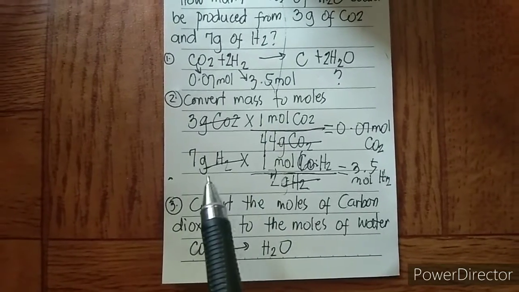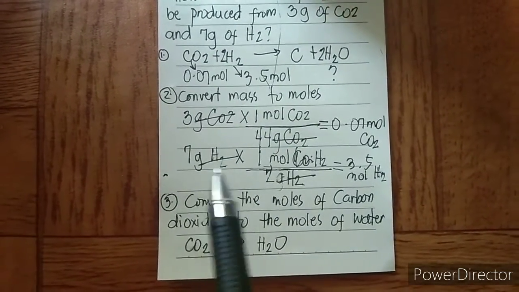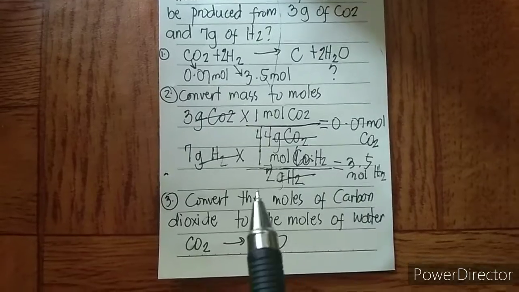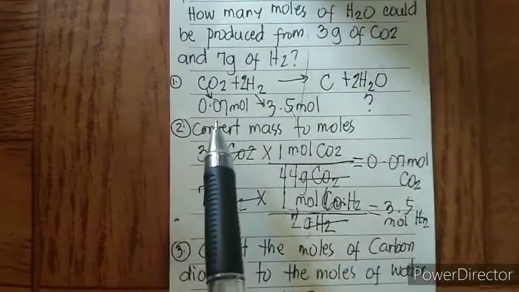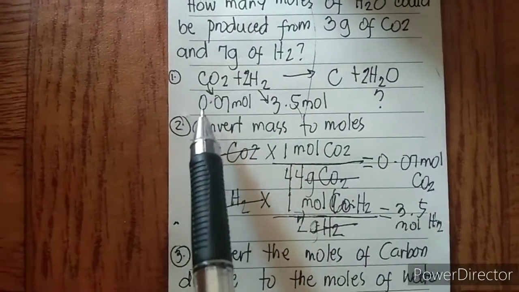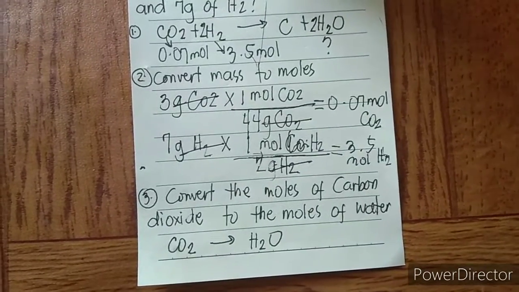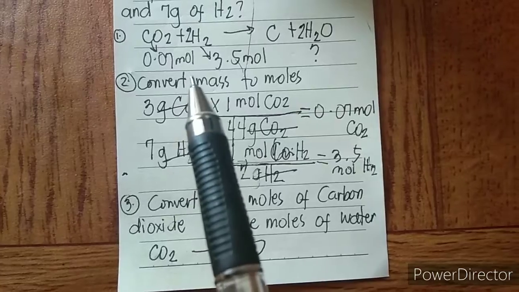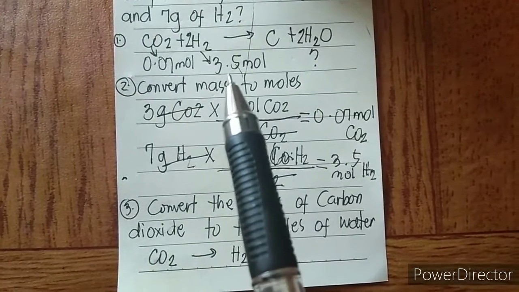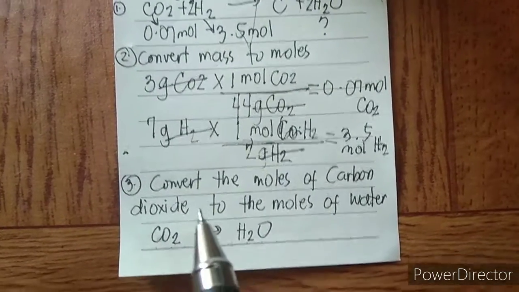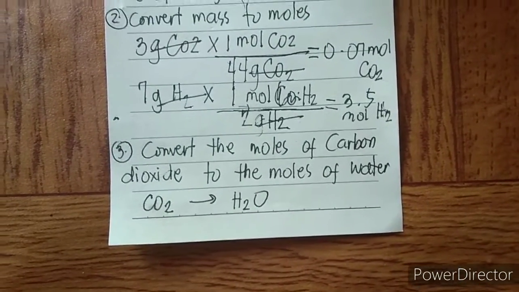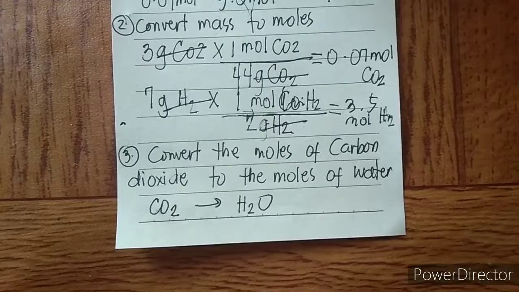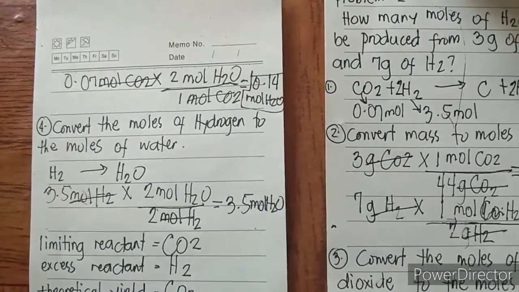So let's cancel this out. So 7 times 1 mole H2 divided by 2 is equal to 3.5 moles of H2. So we already have our converted mole. In here, our carbon dioxide has 0.07 moles and the hydrogen has 3.5 moles. So we would be able to convert the moles of carbon dioxide to the moles of water already. So CO2 to H2O. So in here, we have the solution already.